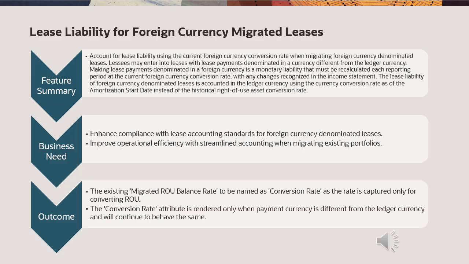Making lease payments denominated in a foreign currency is a monetary liability that must be recalculated each reporting period at the current foreign currency conversion rate, with any changes recognized in the income statement. The lease liability of foreign currency denominated leases is accounted in the ledger currency using the currency conversion rate as of the amortization start date instead of the historical right-of-use asset conversion rate.